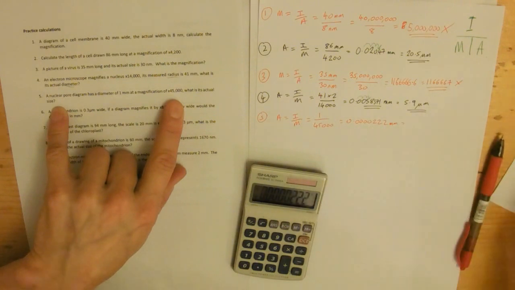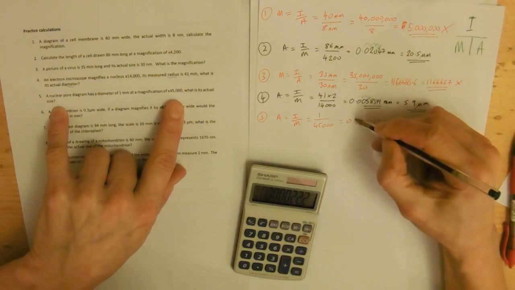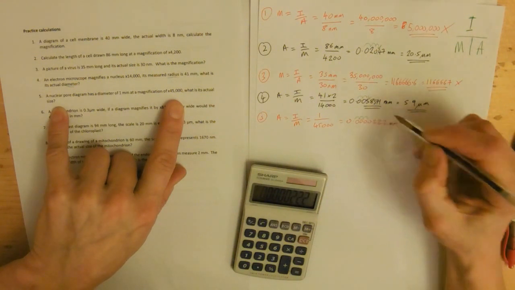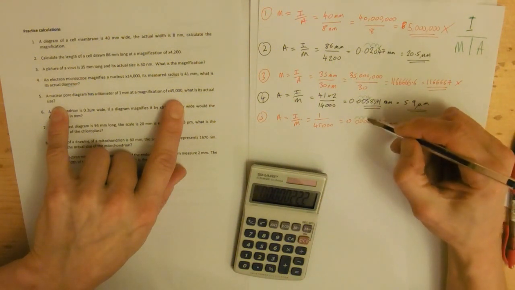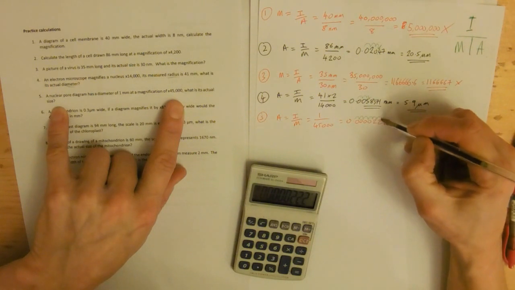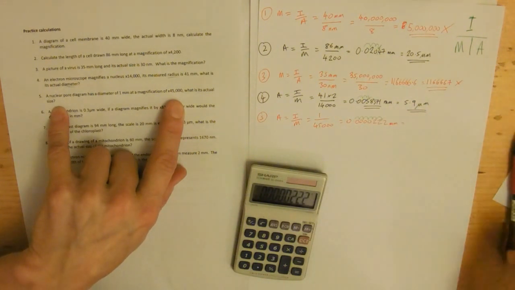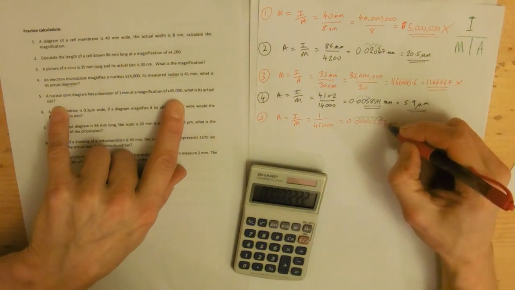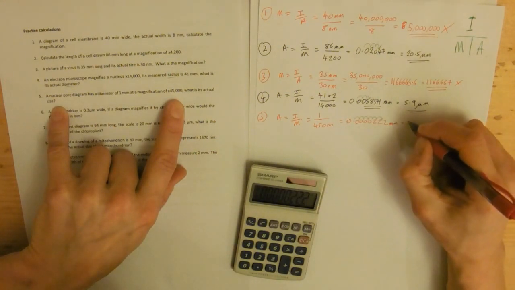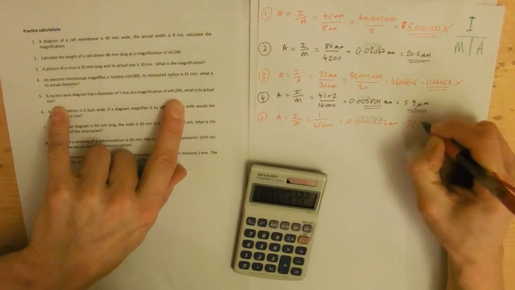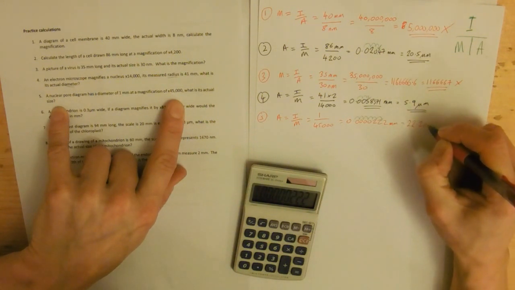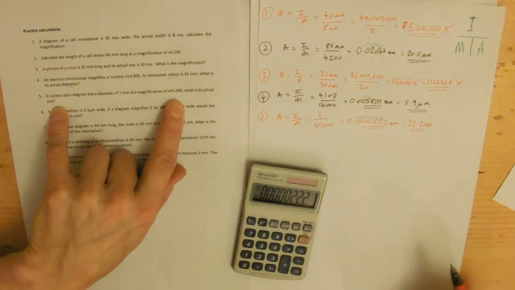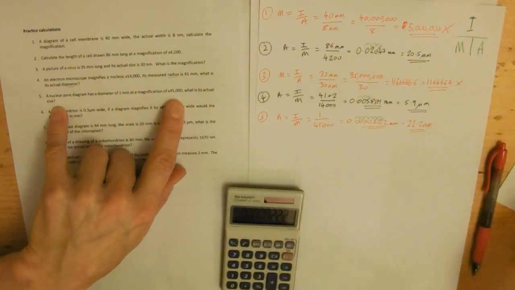So I'm going to convert it into nanometers. So I'm going to go 1, 2, 3. That will convert it into micrometers, and then we go another 3. 1, 2, 3. That will give us nanometers. So 22.2 nanometers. So either of those are correct, but one looks better than the other.